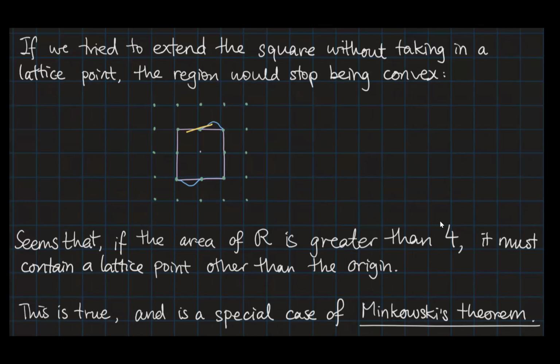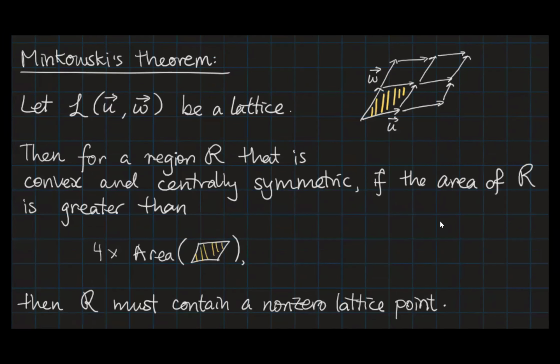Minkowski's theorem basically says that if you have a lattice generated by vectors u and w, and you have a region on this lattice which is both convex and centrally symmetric, then if the area of this region is greater than 4 times the area of the parallelogram formed from the vectors u and w, then the region must contain a lattice point that is not the origin. And now that we have Minkowski's theorem, we can use it to prove our theorem about primes and square numbers.